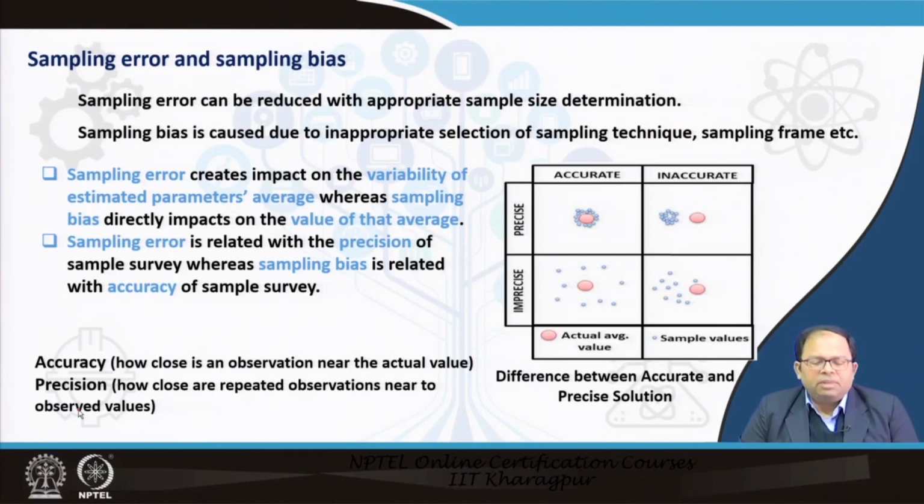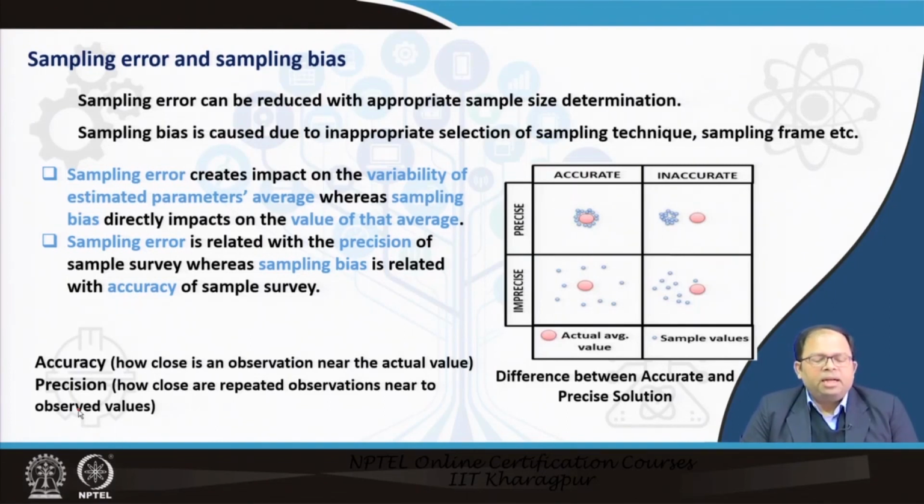But if there is sampling error, that means if the sample size is wrong, then what happens? The variability of the estimated parameters varies. That means every time I draw a sample, the deviation from the mean would be higher. So if I take an average of all these draws for the mean value, then overall it will be near to the population mean, but the variability would be high. The standard error or the standard deviation of this observation would be high.